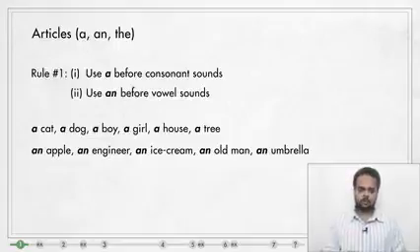In this next set of words, you see that they all start with a vowel sound. Apple starts with a, engineer starts with e, ice cream starts with I, old with o, and umbrella with u. So we say an apple, an engineer, an ice cream cone, an old woman, an umbrella, and so on. In speech, we don't say "an", we say "un".